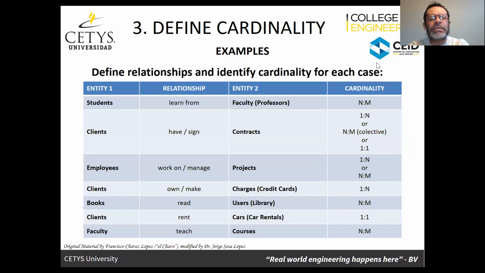For example, employees work on projects or employees manage projects. So, what would the relationship be there in employees and projects? Can an employee work on many projects and a project be worked on by many employees? Yes. But can an employee work on 1,000 projects? Well, in theory, yes, but in practicality, no.